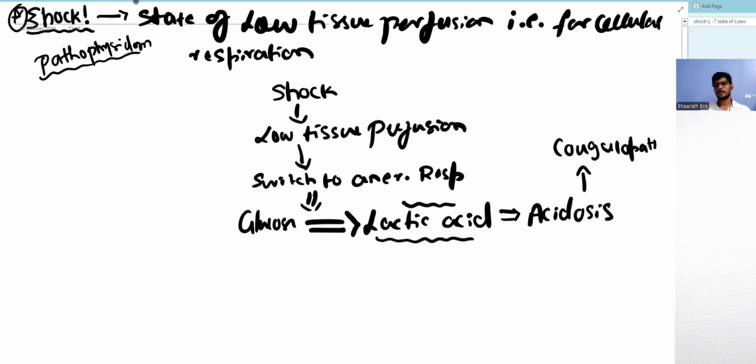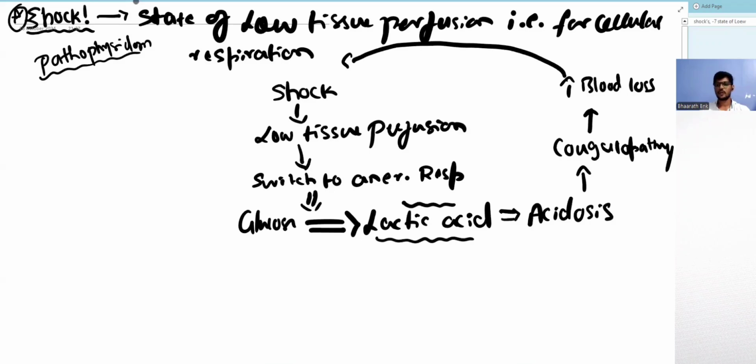Now, imagine the patient had a blood loss, and because of the blood loss, the patient went into shock. Shock led the patient to metabolize anaerobically, and that produced acidosis. But acidosis is in turn causing coagulopathy. When this causes coagulopathy, there is further blood loss, and this further blood loss will lead to shock, and this cycle keeps on happening. So acidosis plays a very important role in the pathophysiology of shock. We'll discuss this again later.